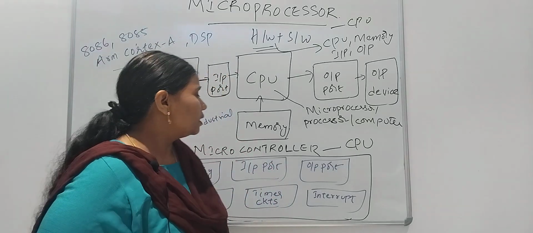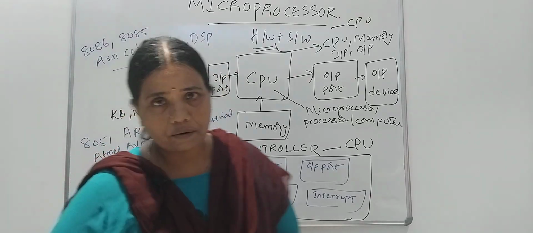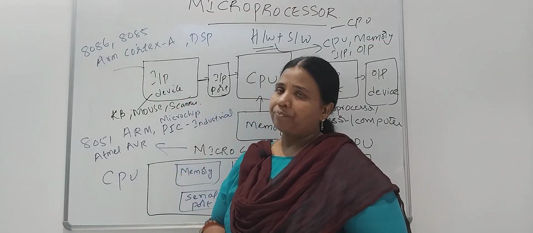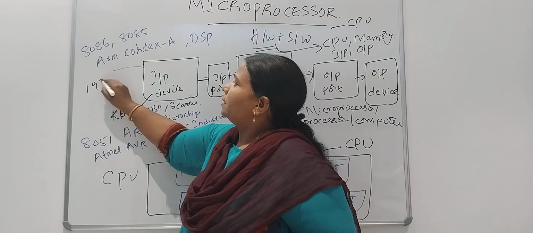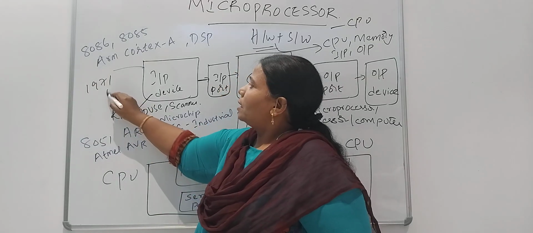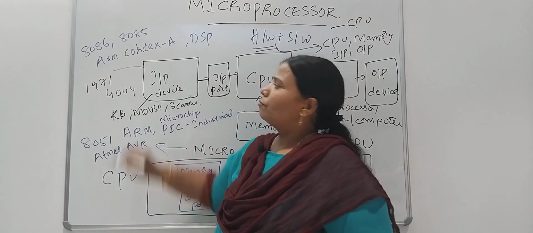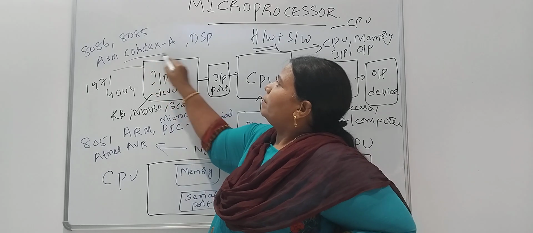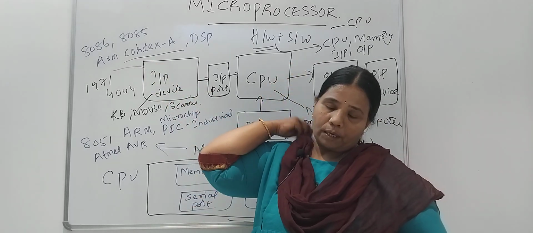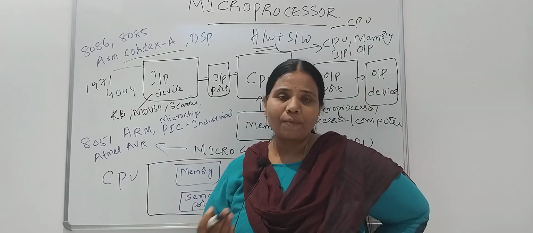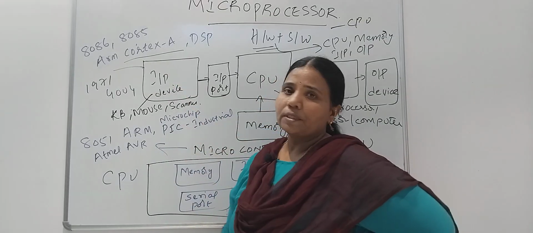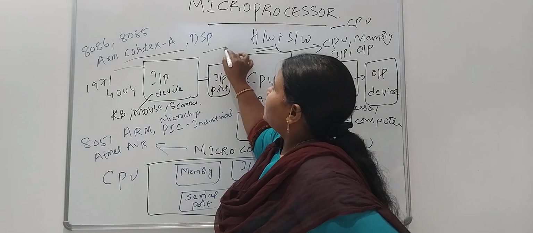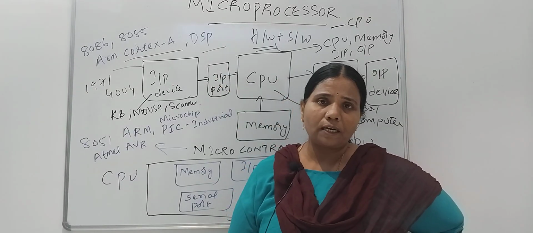Okay, so in this one, whenever you take an example of a microprocessor, it is nothing but the 8085. The first microprocessor was invented in the year 1971, and it was the 4004 microprocessor. Nowadays, in your computer systems or mobile phones, the processor used is the ARM Cortex-A processor, and DSP processors are used for digital signal processing.